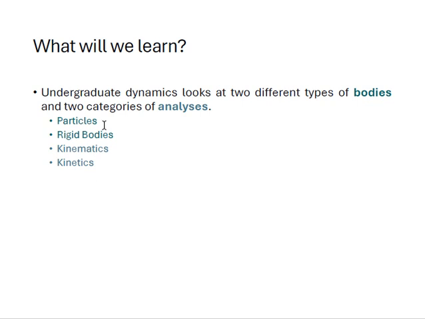So two objects: particles and rigid bodies. Particles are small, very simple. Your rigid bodies are bigger and more complex. This analysis is going to look at the motion, and that one is going to look at the cause of motion. Okay?